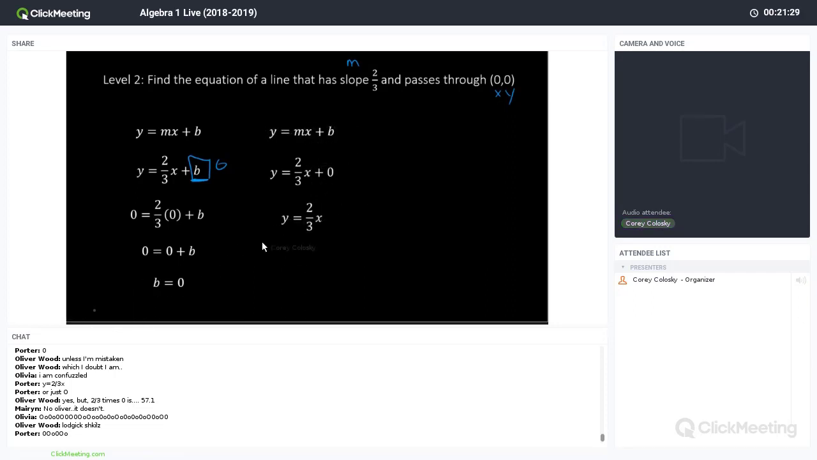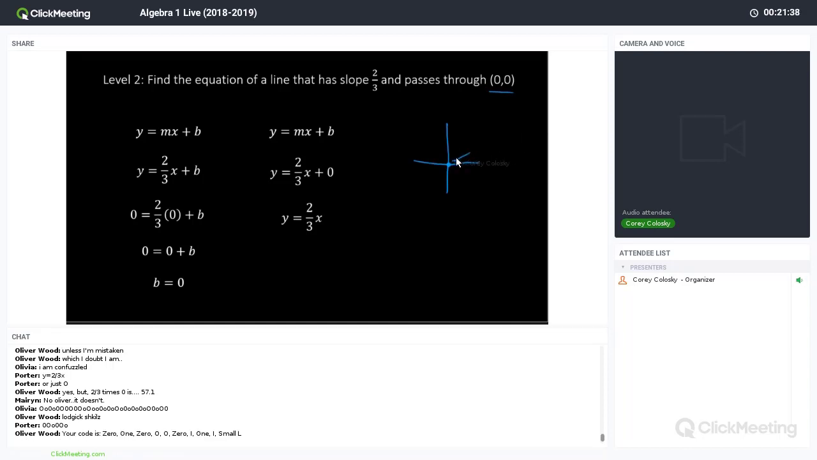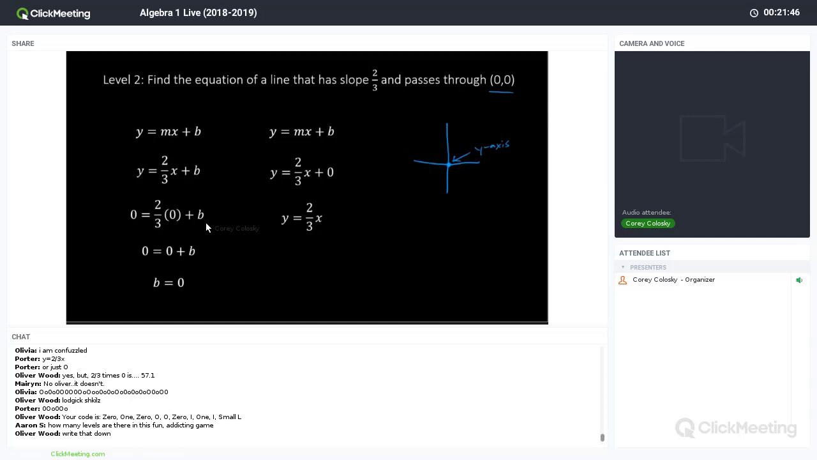And the reason I said you could also just use logic is because this point right here, 0, 0, is actually indeed your y-intercept. So that's where it's crossing the y-axis. So where it's crossing, it's crossing at the point 0. So that's how you can know right away b would have to be 0.